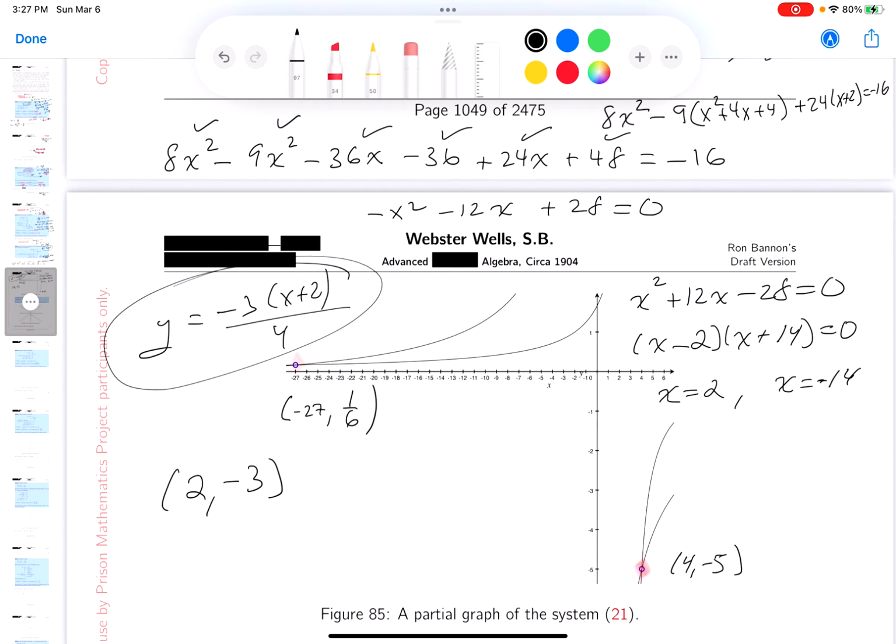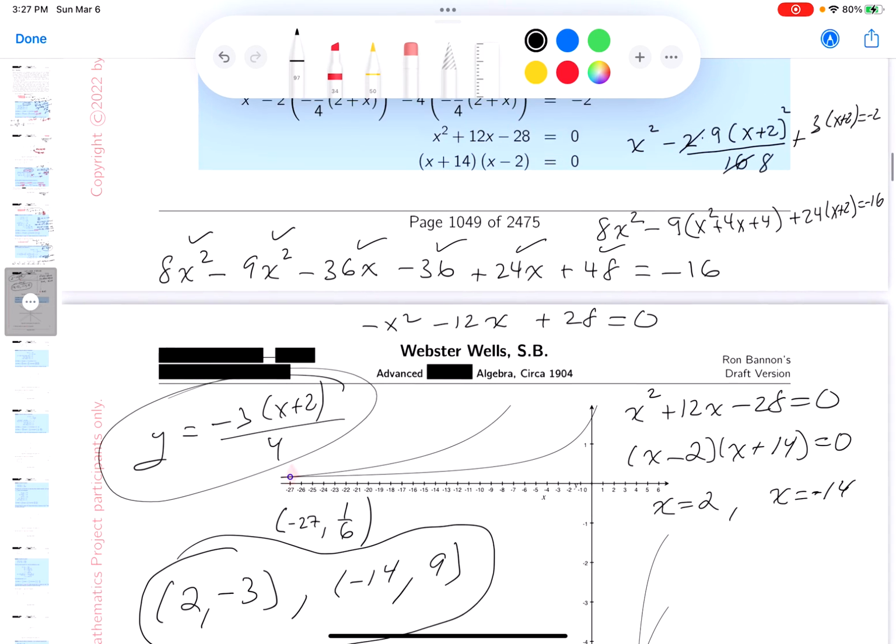All right? Now, how do you do that? Plug in 2. 2 plus 2 is 4. The 4's cancel, get minus 3. Let's do the next one, more difficult. It's minus 14. Well, minus 14 plus 2 is minus 12. Minus 12 divided by 4 is minus 3. And minus 3 times minus 3 is plus 9. So I'm going to say these are my answers.